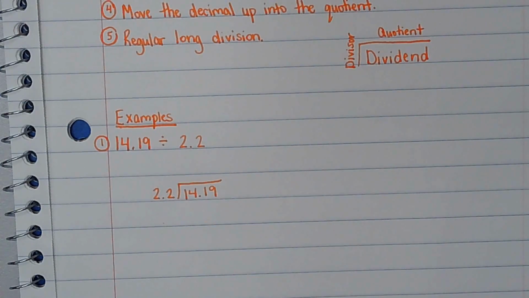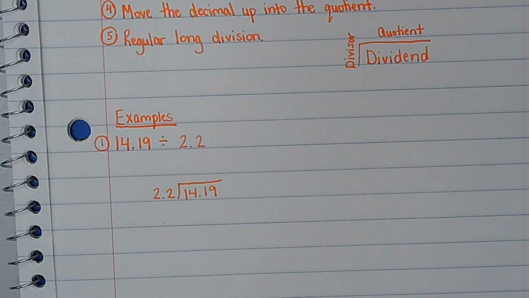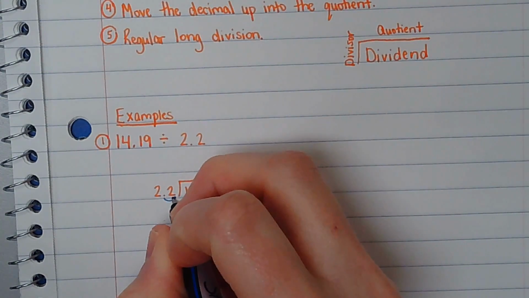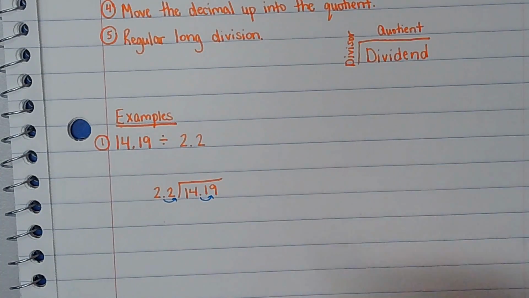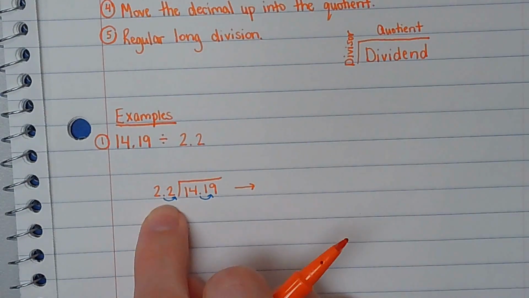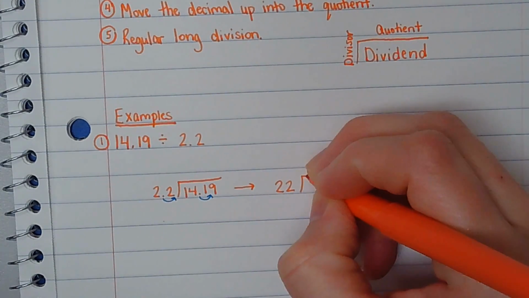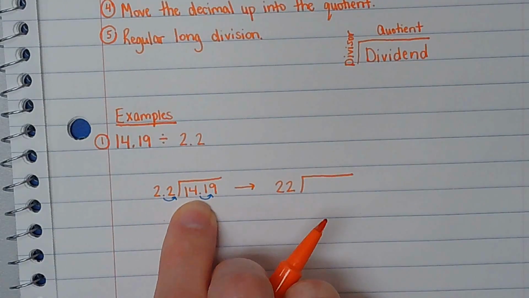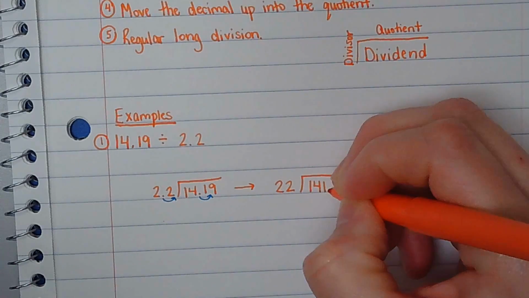Okay, step 1. Step 2 says make the outside number a whole number. Right now it's not a whole number. It's 2.2. Okay, that's not a whole number, so I need to make this become a whole number. I do that by moving my decimal just 1 time. Okay, so if I move it 1 time here, step 3 tells me I also have to move it 1 time here. All right, so let's rewrite this so we can see how it looks now. So I move this decimal to the end, so now this becomes 22. All right, I move this decimal, so instead of being 14, the decimal is now in between the 1 and the 9, so it's 141.9.